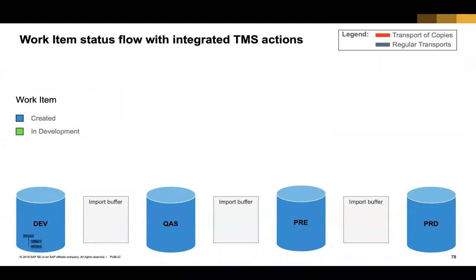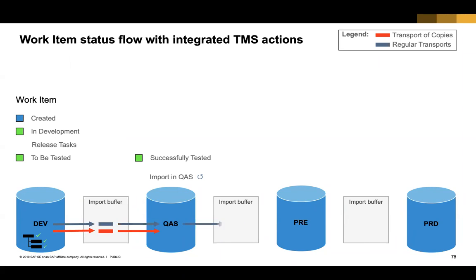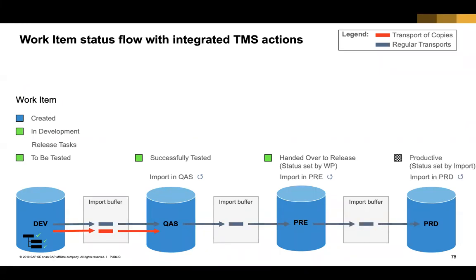Similarly, within work items, as soon as the work item is in created status, transport is created, and then it is transport of copies going to the QAS system. Once it is successfully tested, the actual transport is released and then imported into the QAS system. And then once the release starts to pick up, when it is handed over to release, it goes to pre-production. And then once the release testing is finished, it goes into production as well. Very similar, but in a more granular way, it happens at the work item level, right?